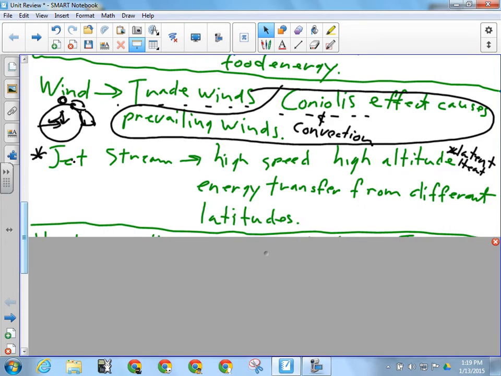So just what we were talking about the last couple of minutes: high speed, high altitude, energy transfer from different latitudes, essentially from tropical areas to northerly areas, and vice versa. We saw that the jet stream can also drop from a polar area and go down to a cooler area, and that can cause changes in weather as well. Any questions on that part of it?